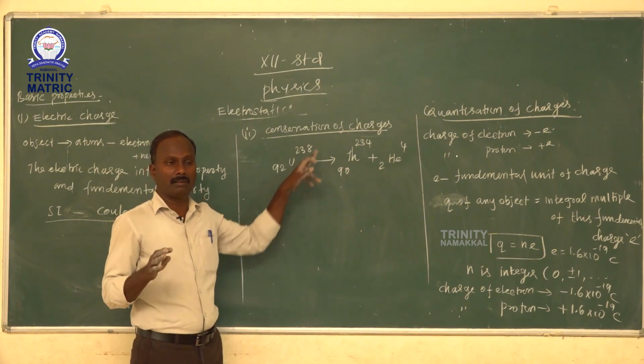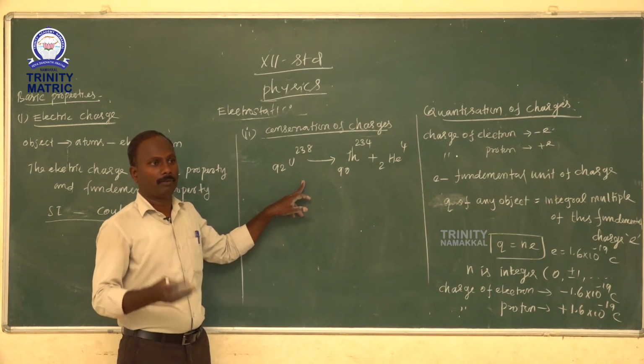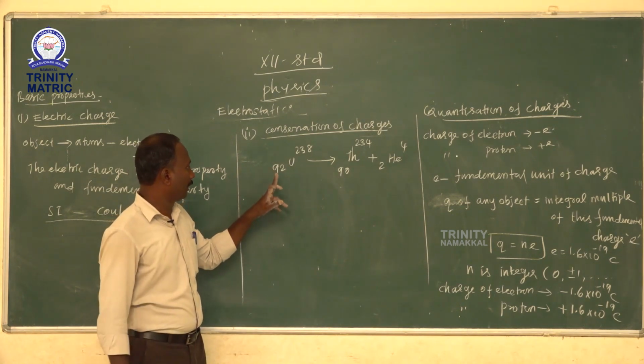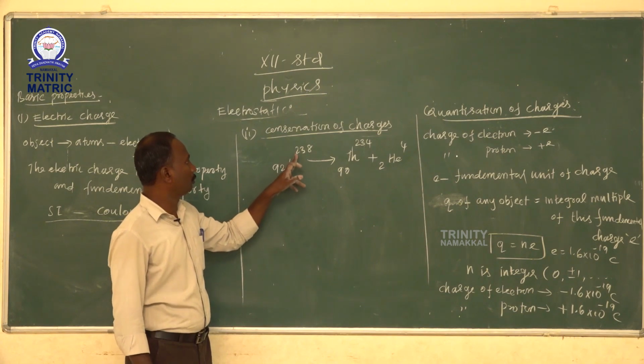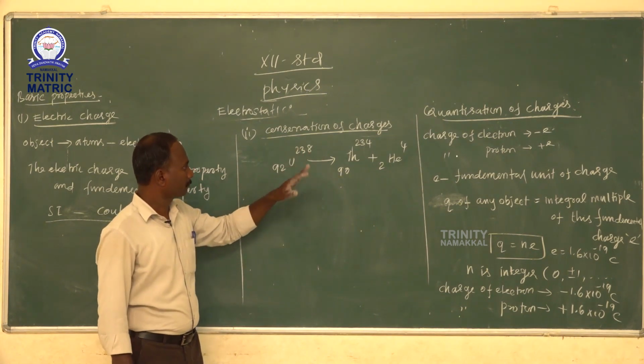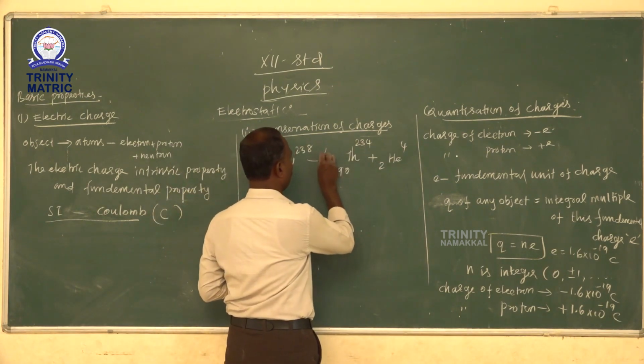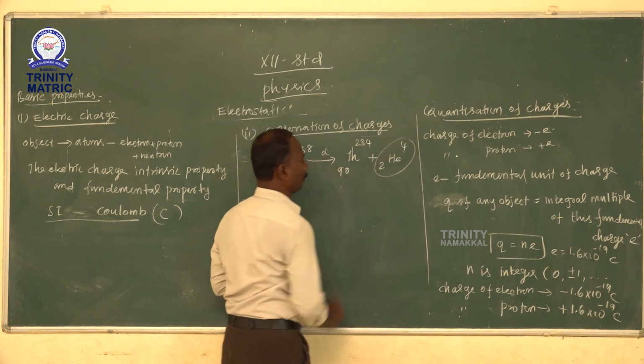If an object has some charge, it cannot be destroyed. For example, uranium-238, with atomic number 92, is emitting one alpha particle, or helium nucleus.